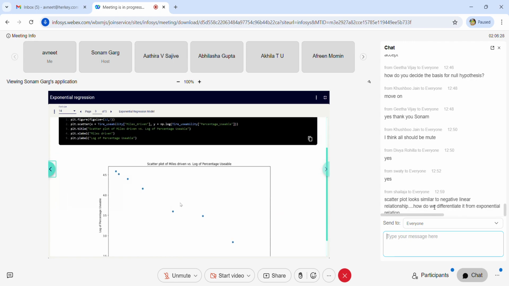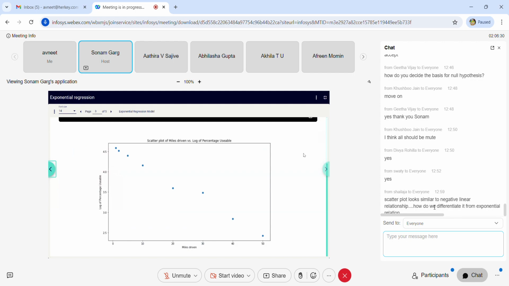The plot you are seeing here looks like a negative relationship, because look at the points which are generated. We have miles versus log of percentage usable. They are linearly related. There is a negative linear relationship. That is why we are able to exploit it. If you avoid the log and use only miles driven and percentage usable, you will not get this. It becomes something different.